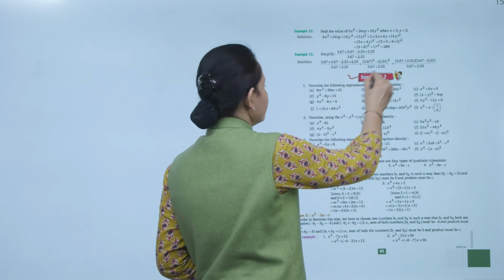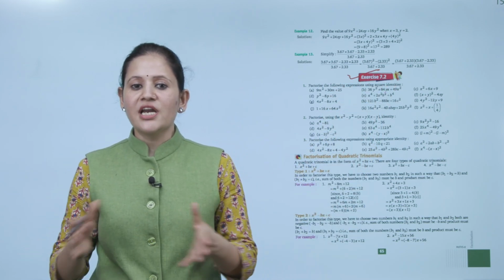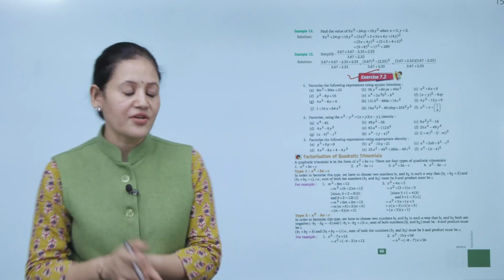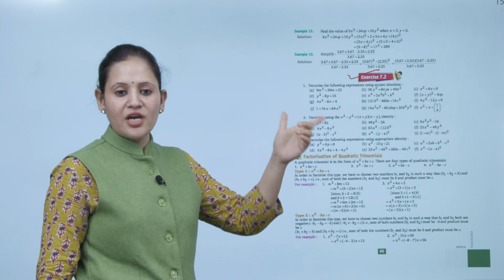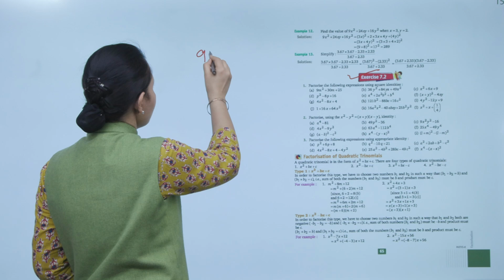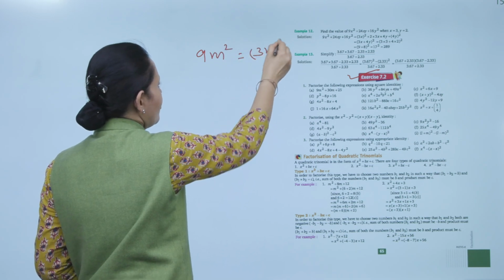Next is exercise 7.2. Factorize the following expression using square identity. First is 9m square plus 30m plus 25. So here it is written in the form of a square plus 2ab plus b square. So 9m square can be written as 3m whole square.